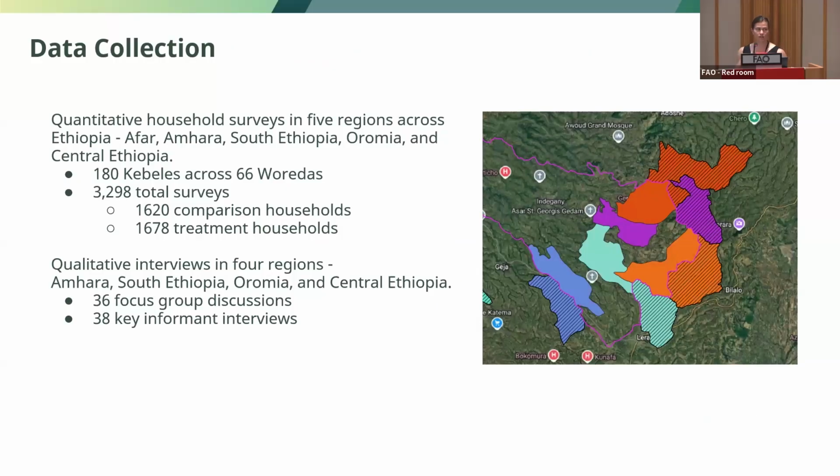The data collection happened in 180 kebeles. We did about 3,300 total surveys, split fairly evenly across comparison and treatment households. There was also a qualitative piece to this survey implemented by our partners at Mathematica, but that was mainly focused on health outcomes and gender outcomes. But they did focus group discussions and key informant interviews that really helped contextualize our findings.